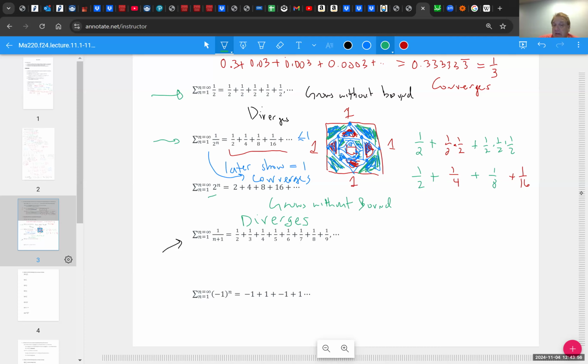So this one has numbers getting smaller. So instead of 2, 4, 8, 16 on the bottom, we have 2, 3, 4, 5, 6 on the bottom. But the numbers on the bottom definitely get bigger and bigger, so the terms get smaller and smaller. This limit is definitely equal to 0 if I was thinking of this as a sequence, but we're not doing a sequence, we're doing a series, which is adding things together. So how do I think about adding these things together?